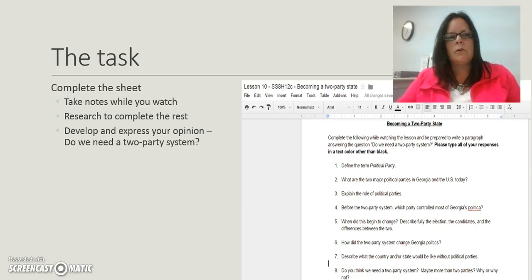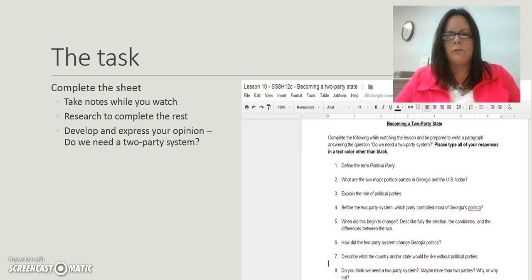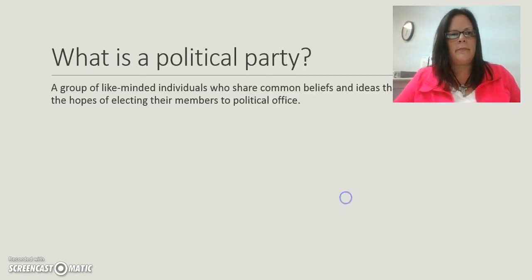And the end result will be for you to develop and express your opinion based on the question of, do we need a two-party system?